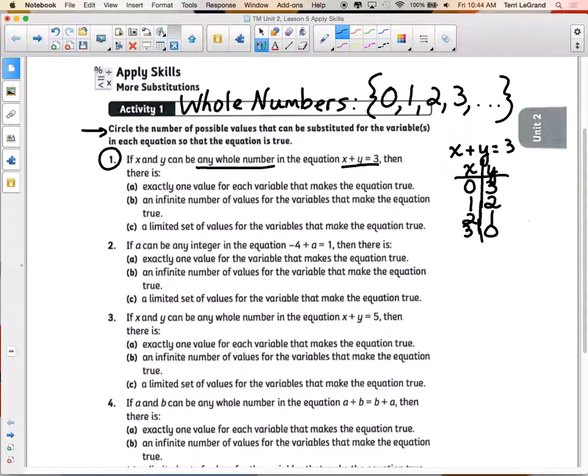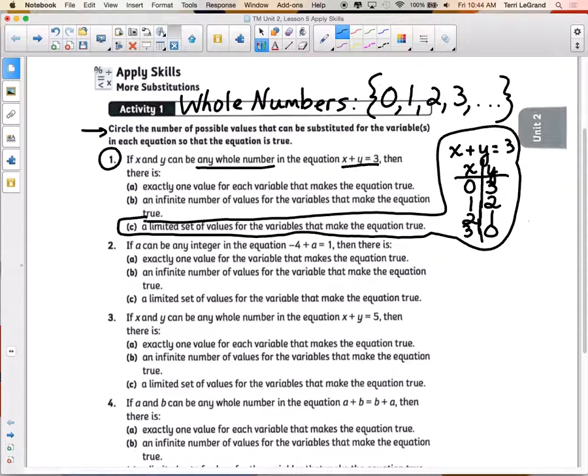So we have what we call a limited set of values. We're going to put a box around this, and this is our work that goes with it. We're going to say there's a limited set of values for the variables that make the equation true. We just found them. There's 4 pairs of them. It's limited. It can't go on forever.